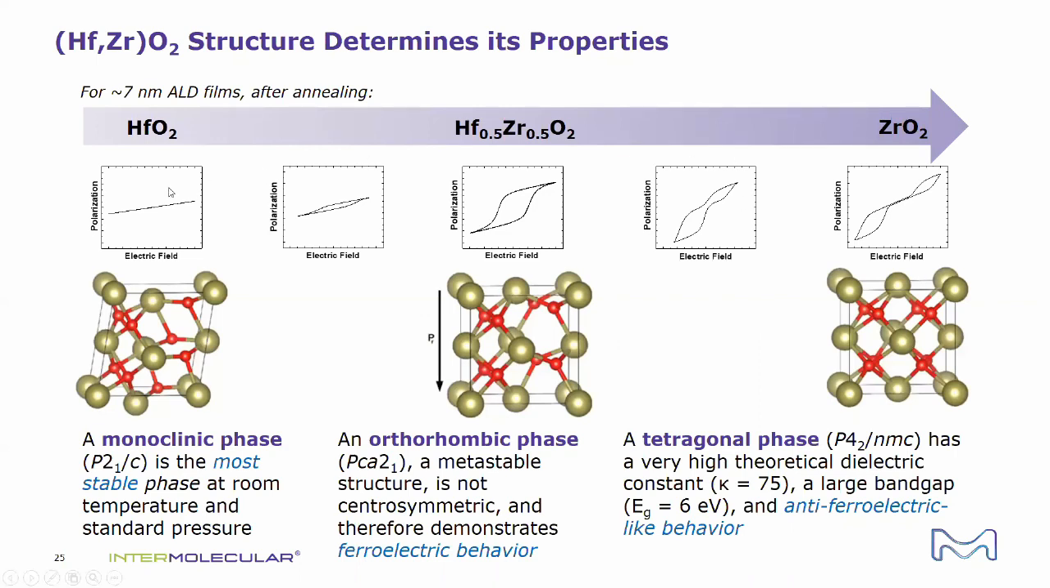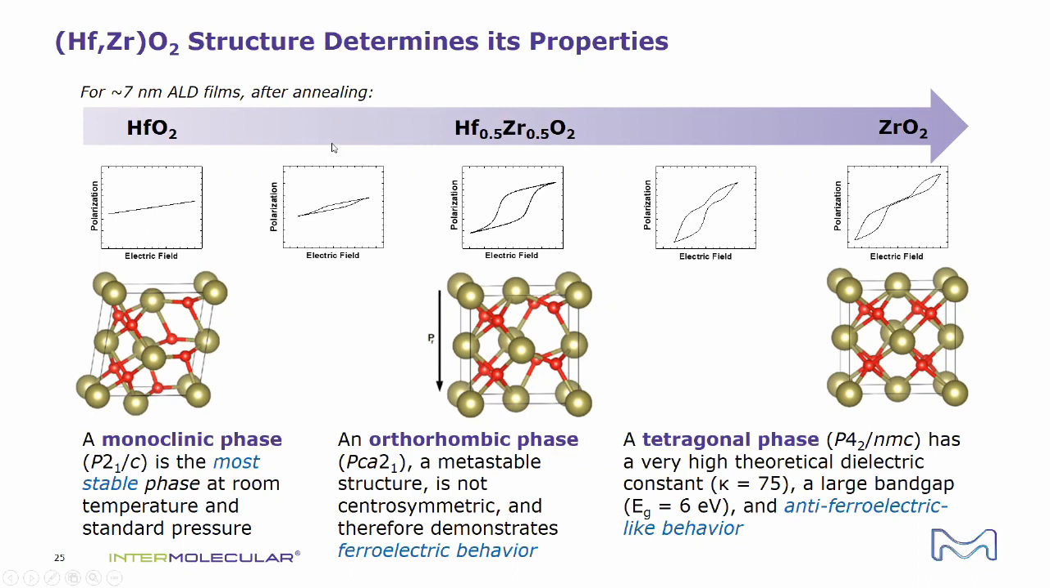So if we look at the range of compositions between hafnium oxide and zirconium oxide, when we have a hafnium oxide rich film, we typically get a monoclinic phase, which is also the most stable phase for bulk hafnium oxide and bulk zirconium oxide at room temperature and standard pressure. But this is paraelectric. It doesn't have any interesting ferroelectric properties, although it also makes a great high K dielectric, and it's being used for that right now.